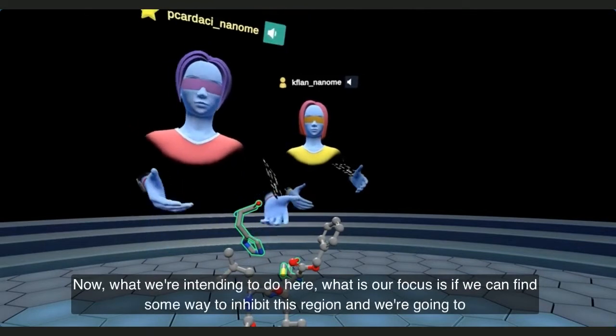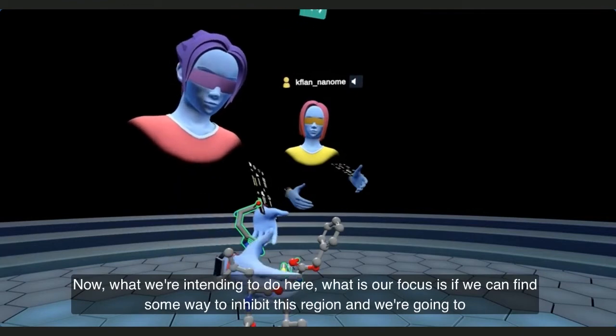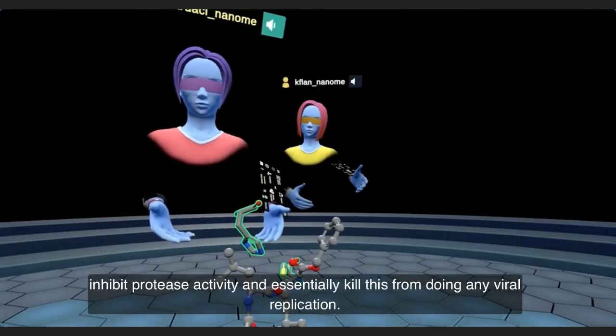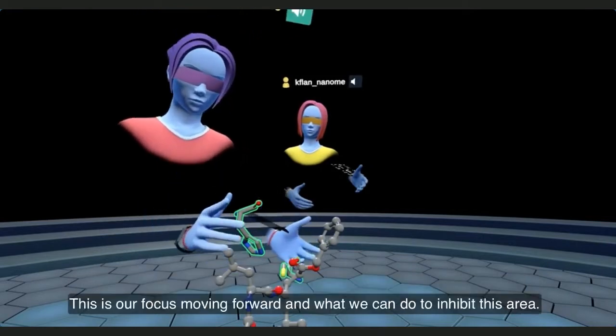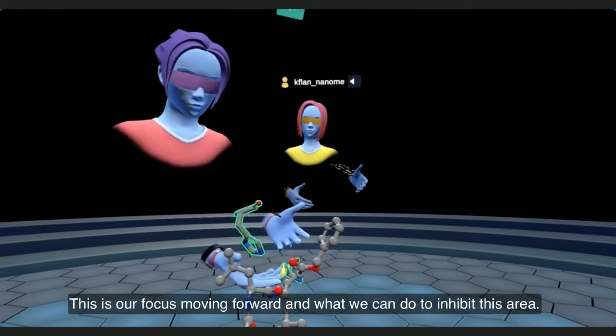Now, what we're intending to do here, what is our focus, is if we can find some way to inhibit this region, we're going to inhibit protease activity and essentially kill this from doing any viral replication. This is our focus moving forward and what we can do to inhibit this area.